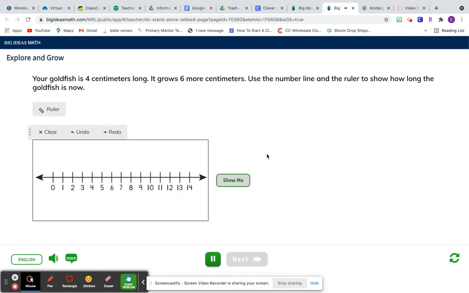Your goldfish is 4 centimeters long. It grows 6 more centimeters. Use the number line and the ruler to show how long the goldfish is now.